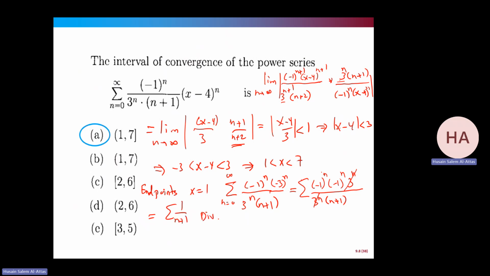Limit comparison test with 1 over n, with the harmonic series. Very clear. So this diverges. So x equals 1 is not included. Okay. Now let me go to x equals 7.